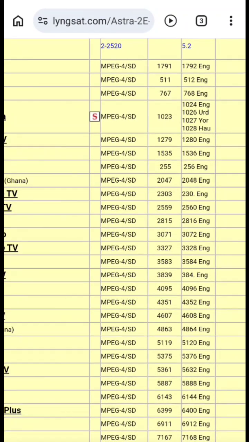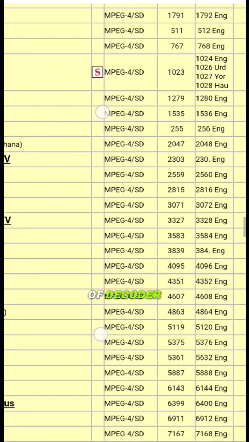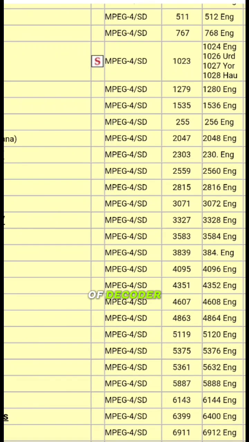And we have different formats. We have MPEG-2, which is an older type of decoder. We have MPEG-4, another name for which is H.264. This is common. Then we have the newer version of compression, H.265, also known as HEVC. These are newer forms of decoder. So if you have that kind of decoder, it means that signals broadcast in MPEG-2, MPEG-4, and H.265, you will be able to receive and track.